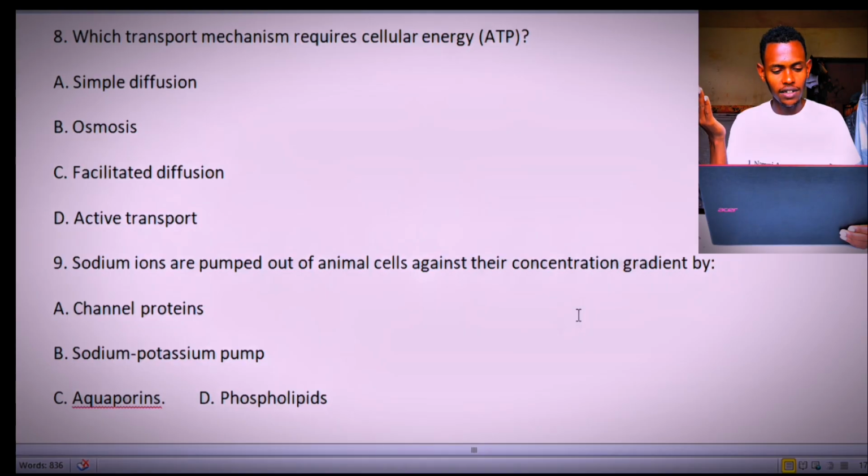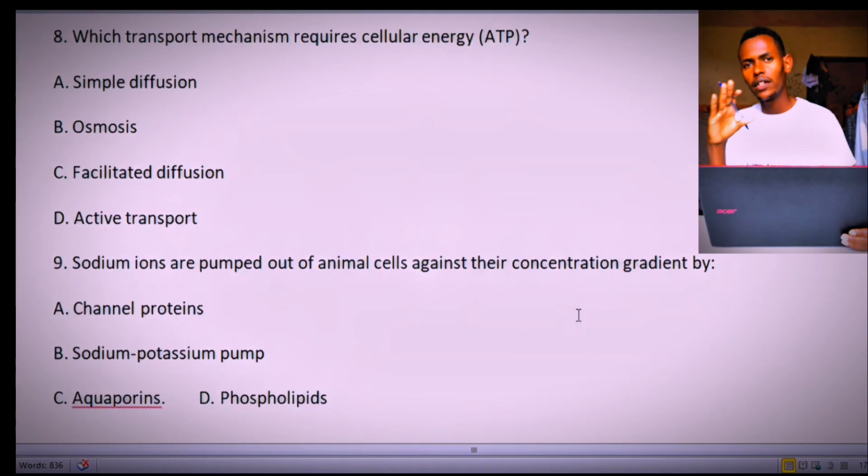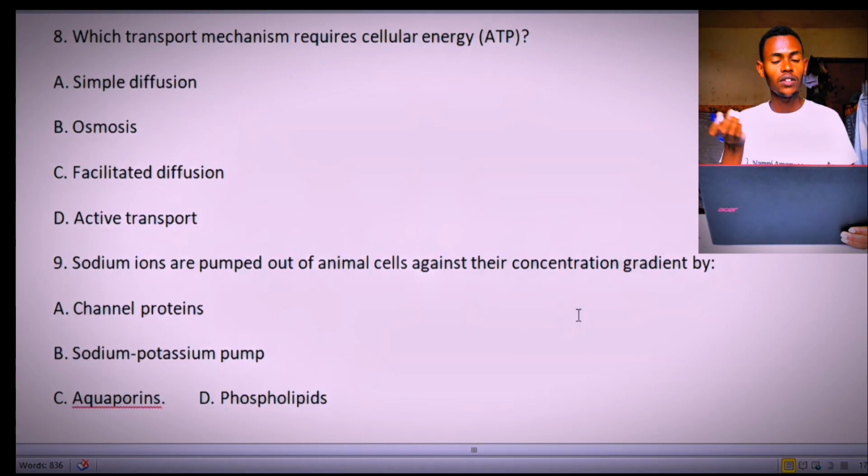So what is the answer? The answer is D, that is active transport. What about A? What about B? What about C? Simple diffusion, they do not need either carrier protein or the energy from the cell.